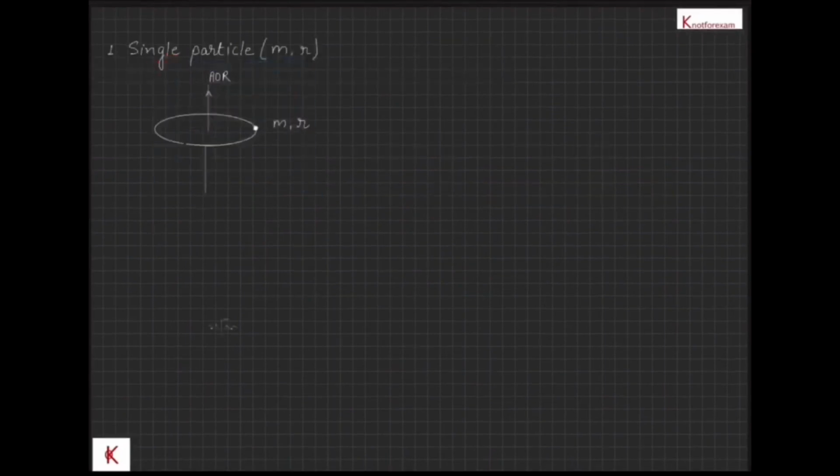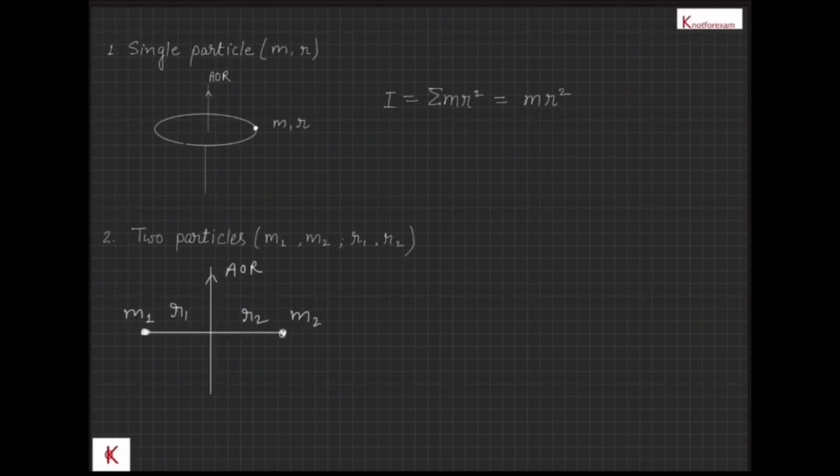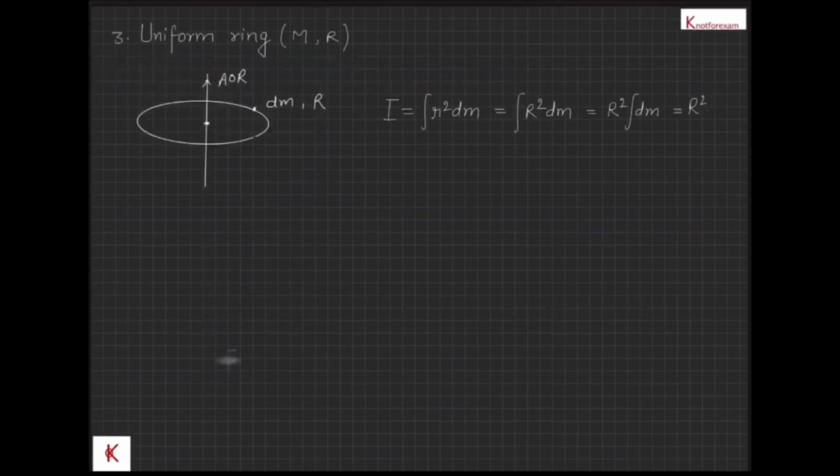Moment of inertia of a single particle of mass m for rotation in a circle of radius r is simply mr square. Moment of inertia of a discrete system of two particles about an axis perpendicular to the line joining them is sigma mi ri square, that is m1 r1 square plus m2 r2 square. Moment of inertia of a uniform ring of mass m and radius r about its central axis. This is a continuous system.